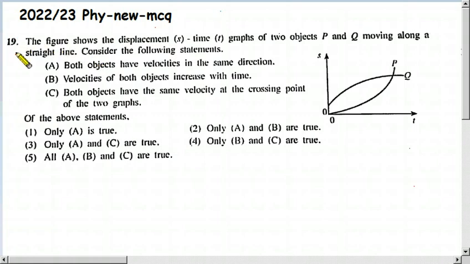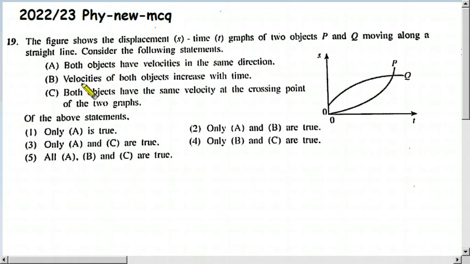Children, today I am going to discuss question number 19 from the MCQ part of the 2022-23 Physics New Syllabus paper. The figure shows the displacement s time t graphs of two objects P and Q moving along a straight line.